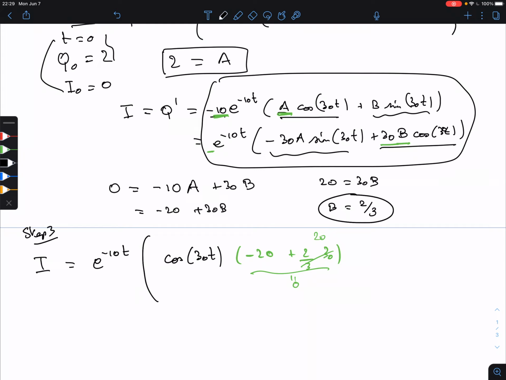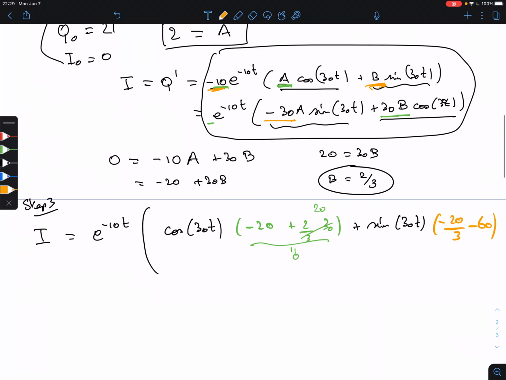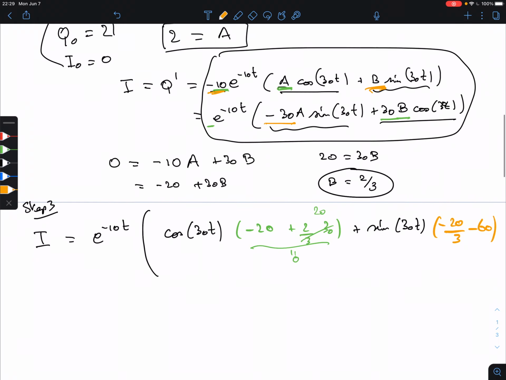Okay, and then plus, what is the coefficient of sine 30t? Again, we look at what we have. Sine here, we have a minus 10b, and that is minus 20/3. And we have here a minus 30a, and a was 2, minus 60. Okay, so if we put this on a common denominator, we get minus 20 minus 180 over 3, so there is minus 200 over 3.